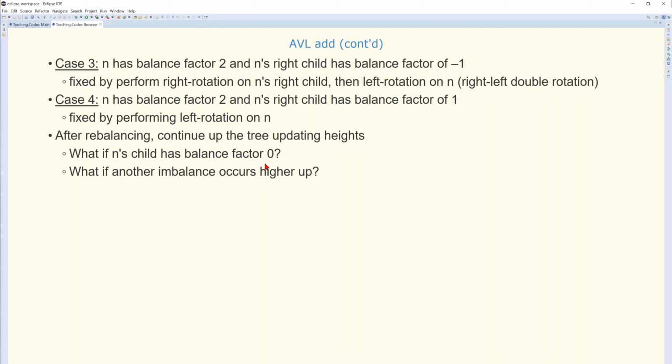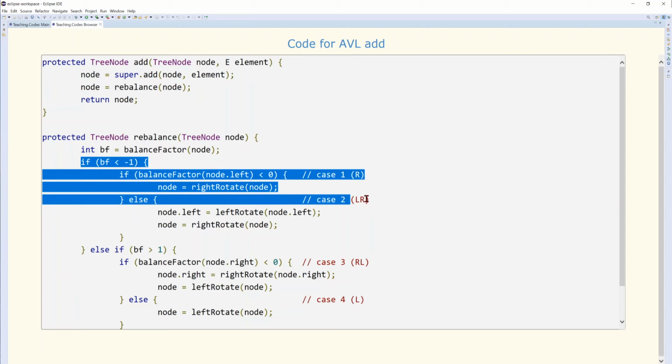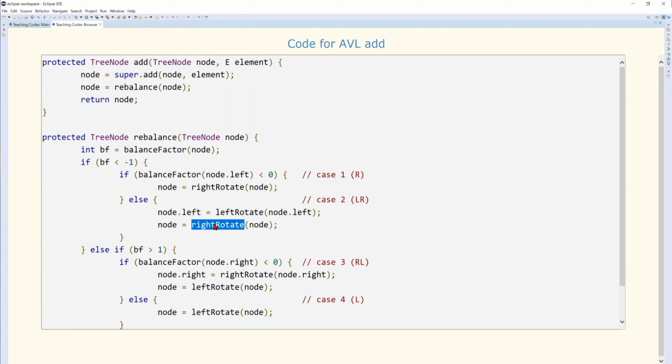What if nth child has a balance factor of 0? Just think about it, how that would happen. Or what if another imbalance occurs higher up? Just think about these. We'll discuss those later in the course. So this is showing those cases. These are just what I said are implemented here. You're just calling left rotation or right rotation methods, which were implemented in the earlier slides.